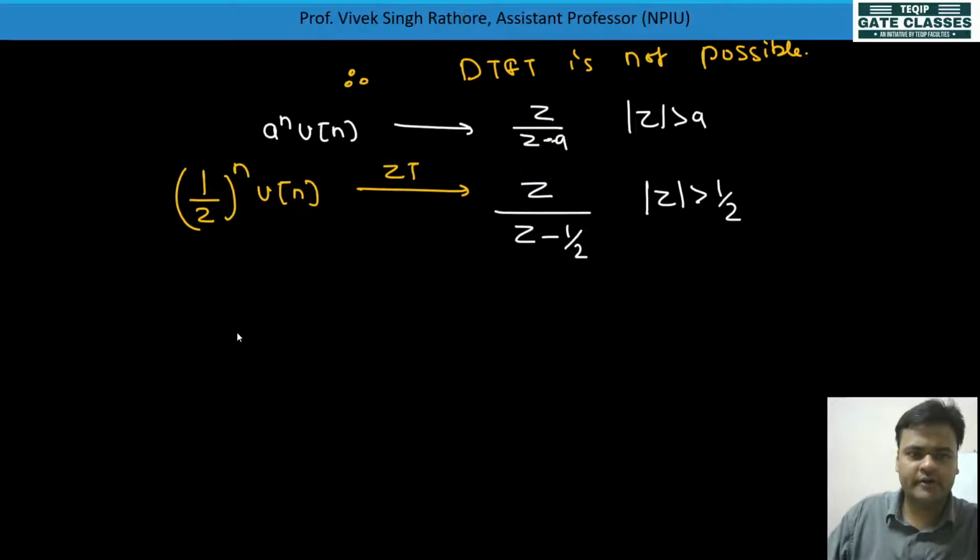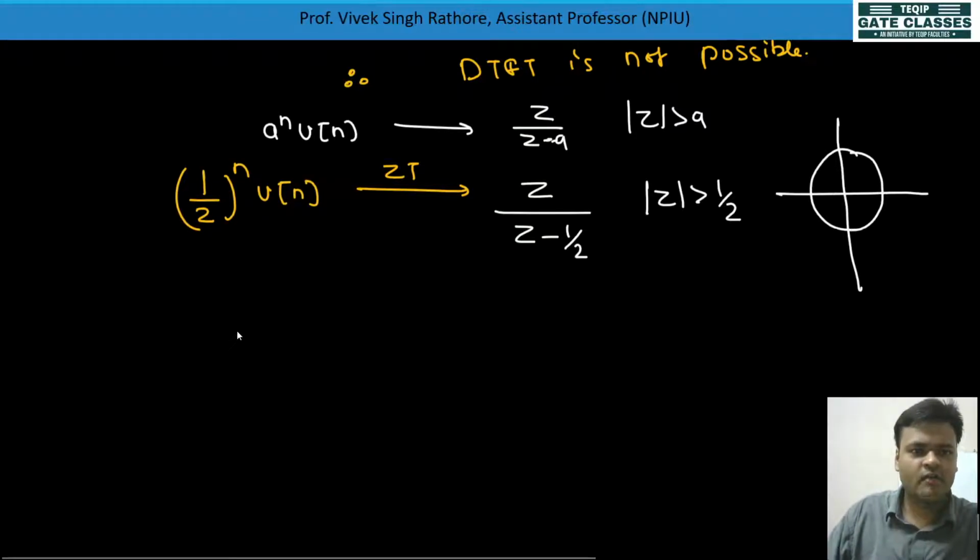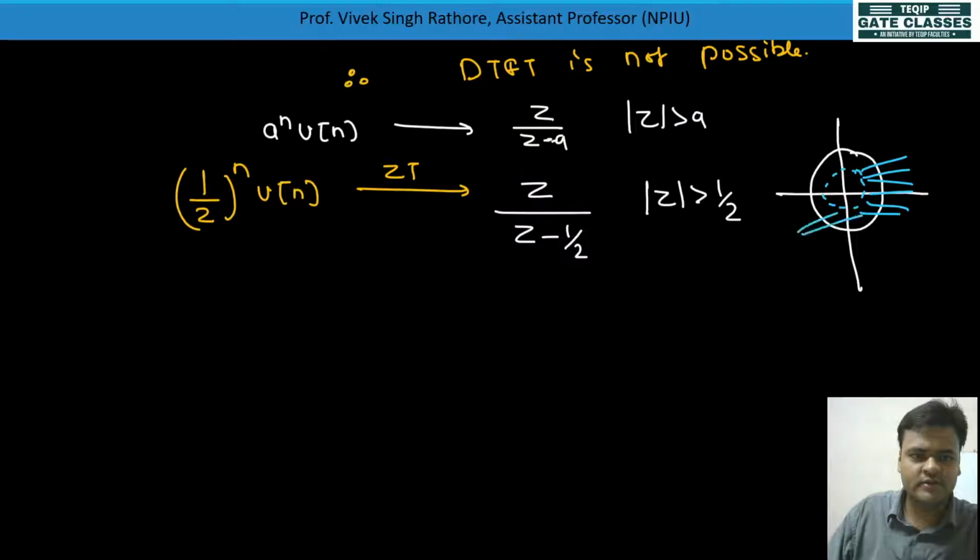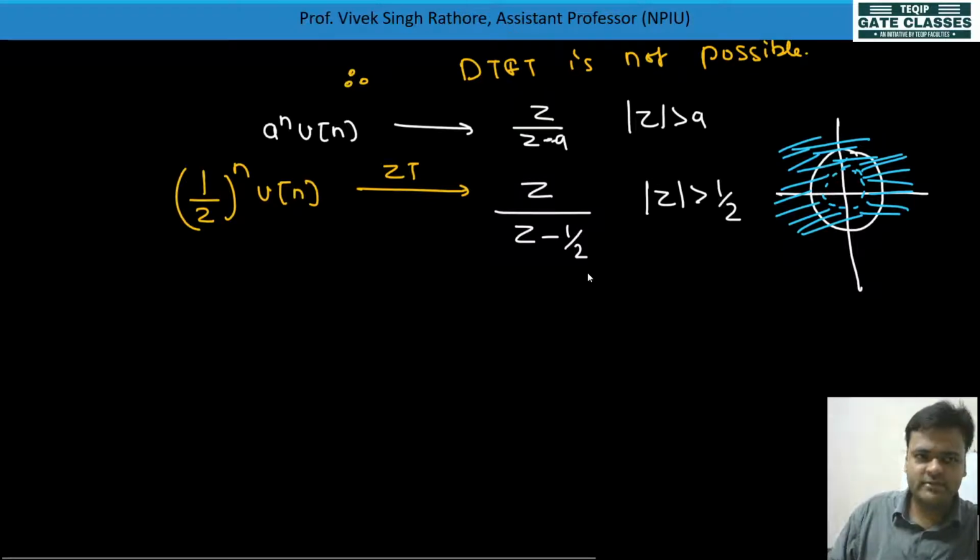Let's plot its ROC. Let's suppose this is the unit circle. Now this is the circle of radius half. Now the ROC is |Z| greater than half, so this value is increasing. Is it including the j omega axis? Yes, it is including the j omega axis.